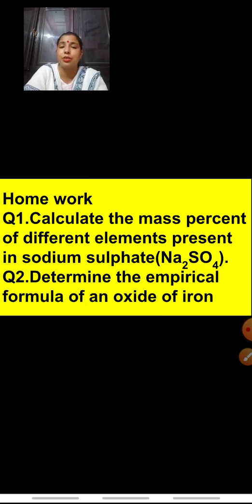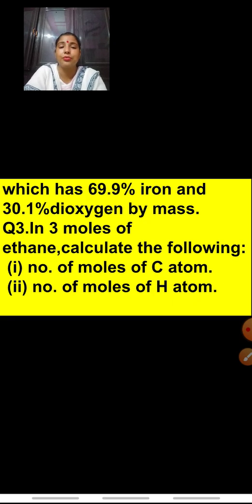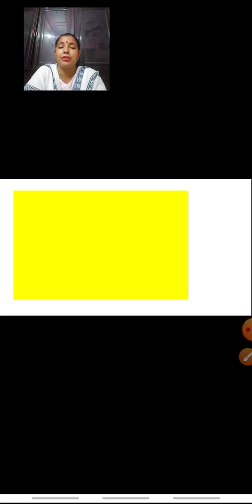Kindly note down the homework. I am just reading it out for you once. Question number 1 is: calculate the mass percent of different elements present in sodium sulfate. The molecular formula I have given you, that is Na2SO4. The second question is: determine the empirical formula of an oxide of iron which has 69.9% iron and 30.1% dioxygen by mass. The third question is: in 3 moles of ethane calculate the following: number of moles of carbon atoms and number of moles of hydrogen atoms.